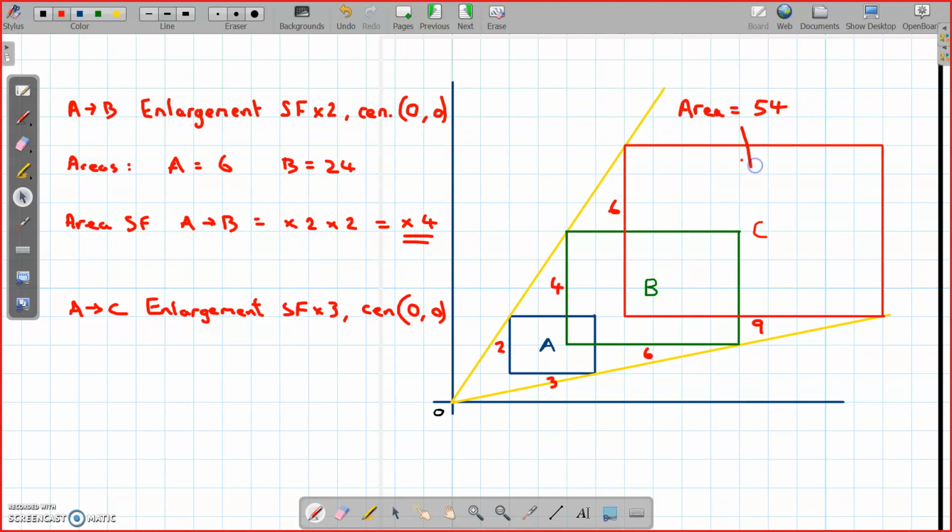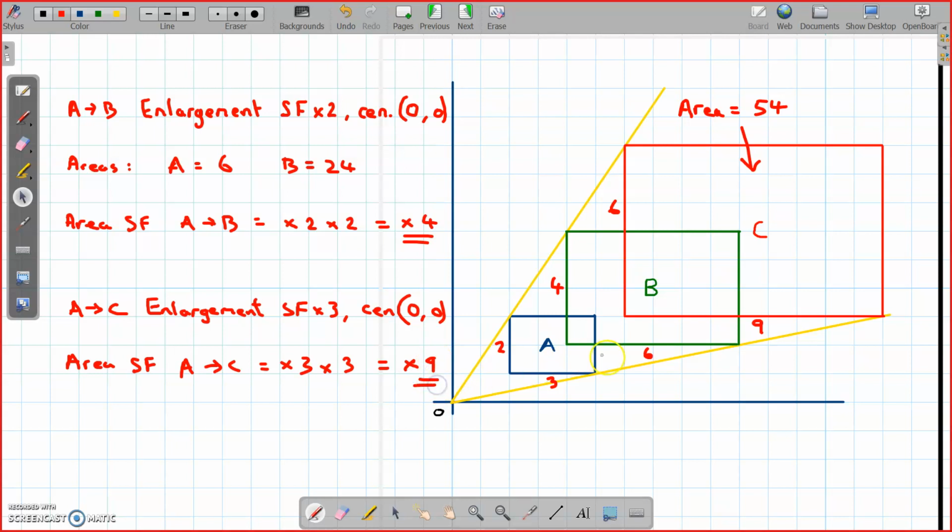Now if the area is 54, hopefully you can see that that's 9 times the area of A. So the area scale factor of A to C is times 3, and then times by 3 again, because the length's times 3 and the width's times 3, which is the same as timesing by 9.